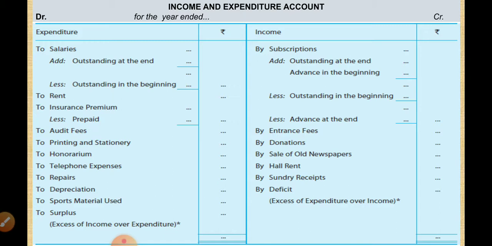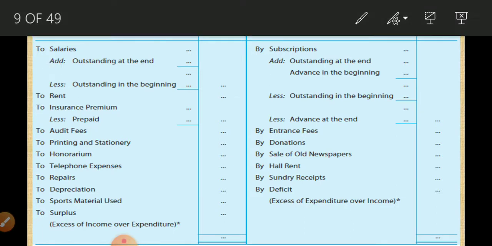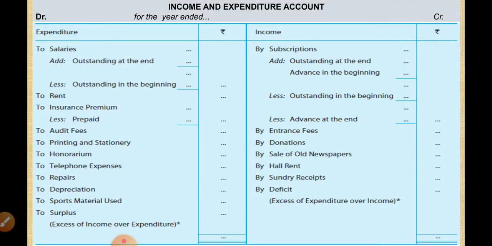Okay. Now let us proceed. What all items? We have salary. See, outstanding at the end of the year is added. What is outstanding at the end of the year? It is current year's outstanding salary.